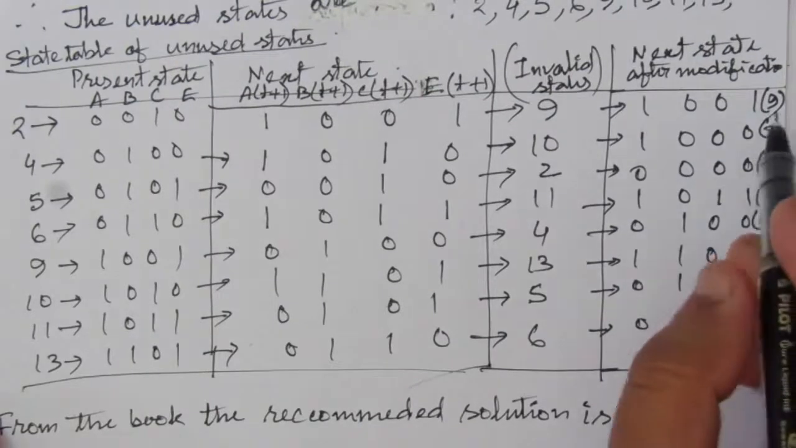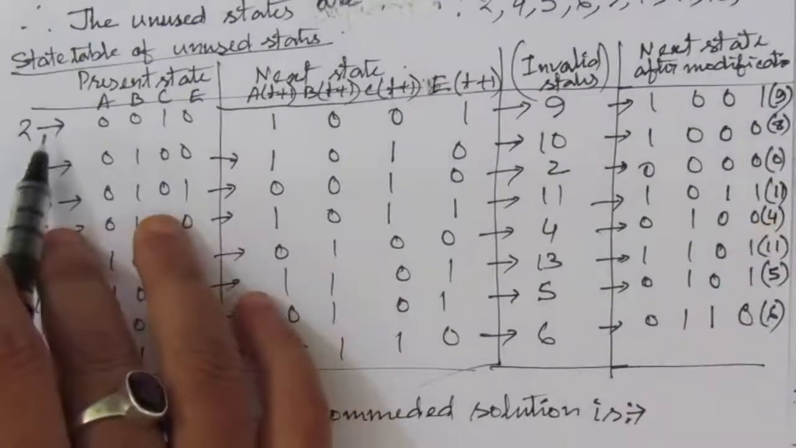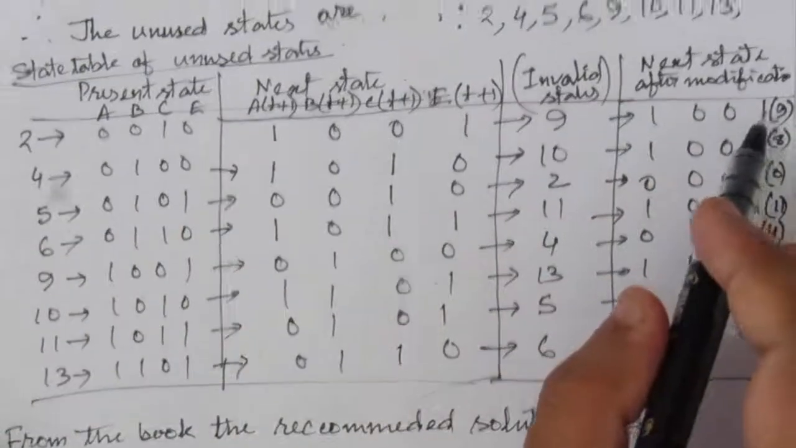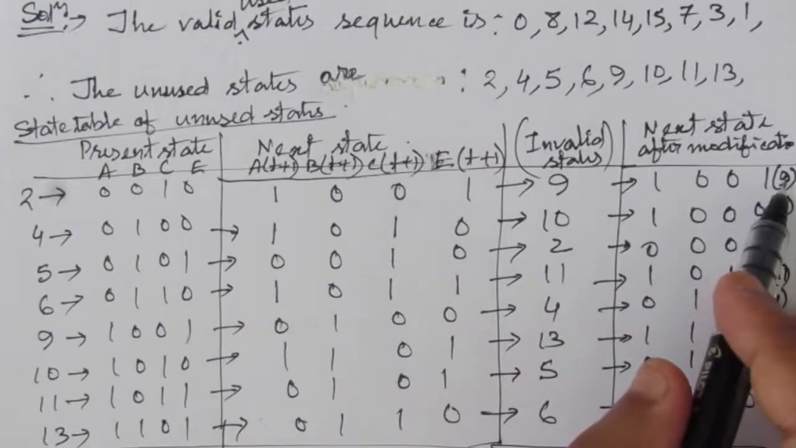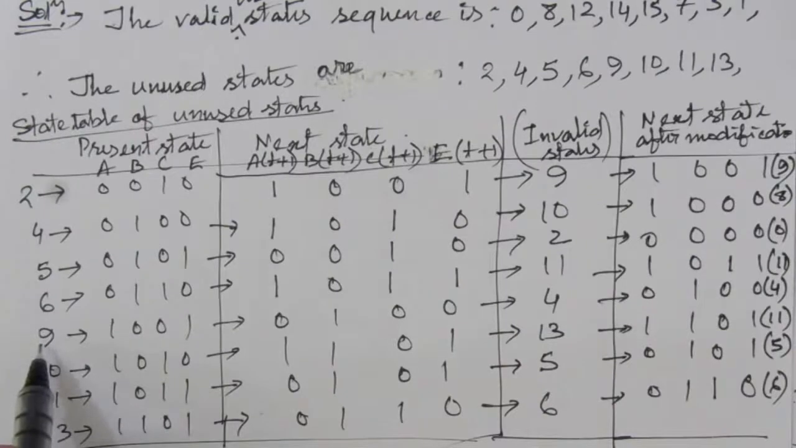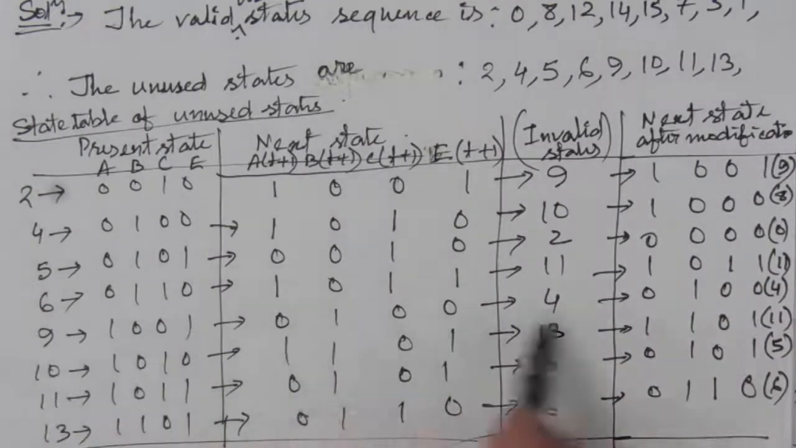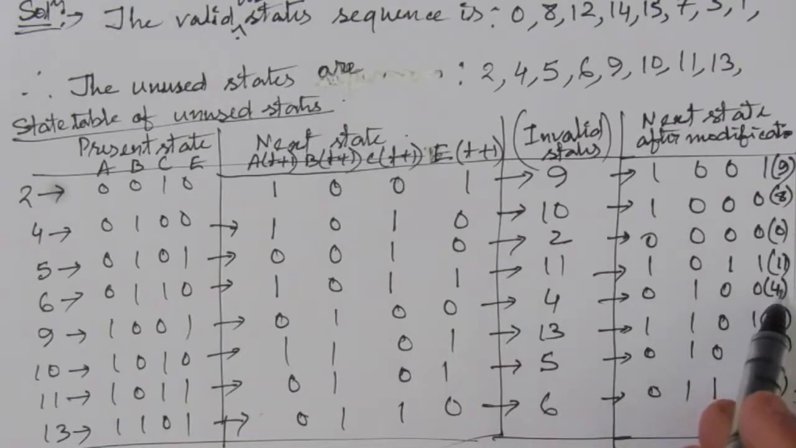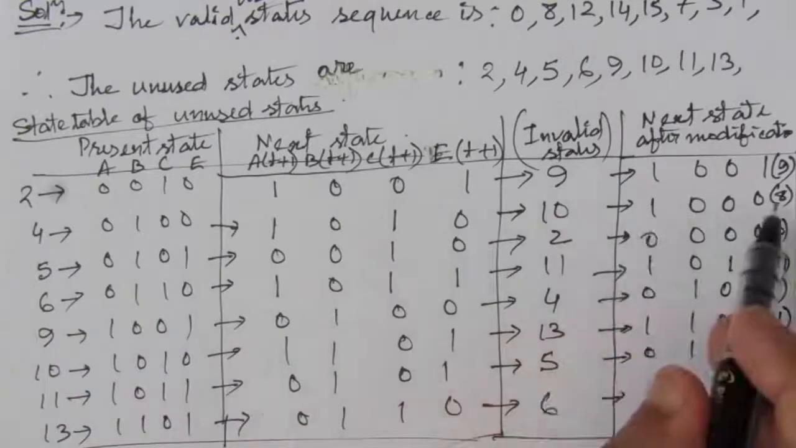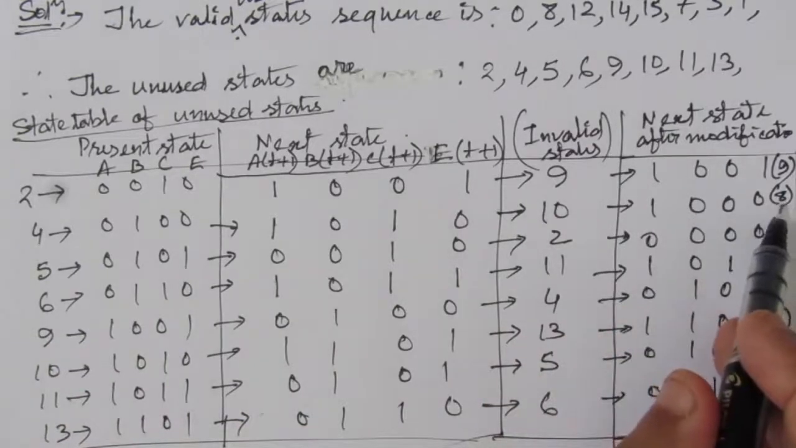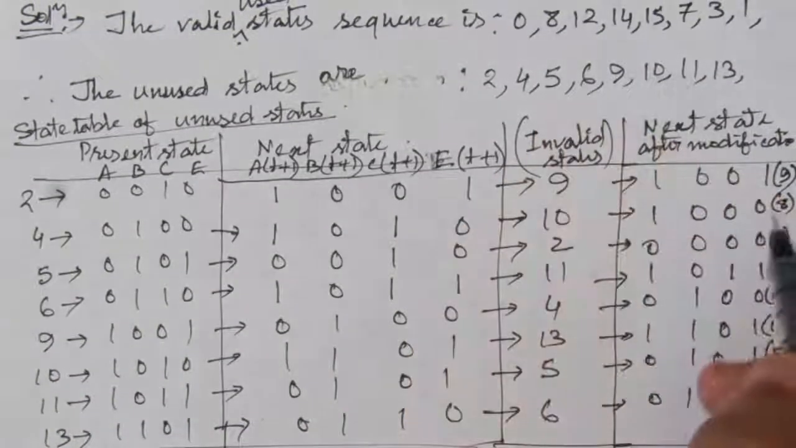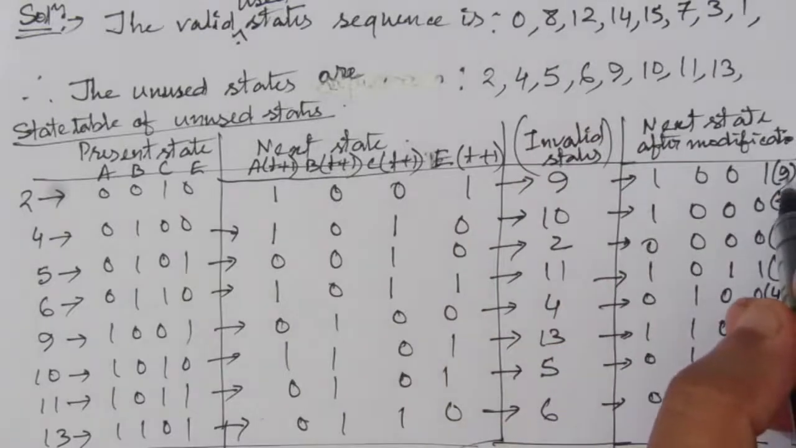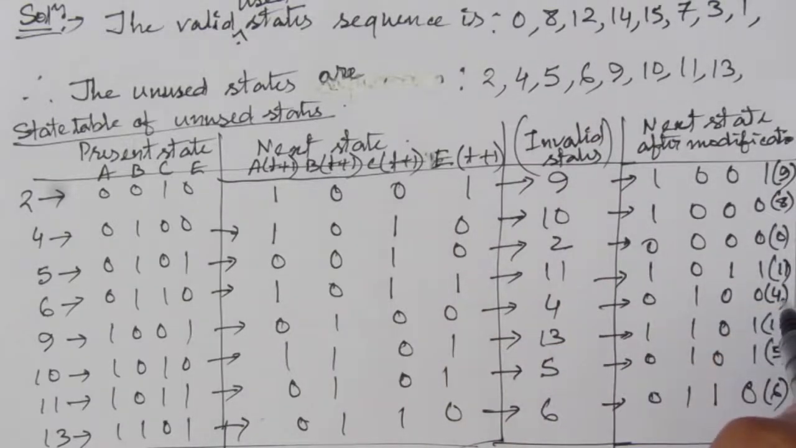So here also you can see that we have some unused. So when we have 2, it is going to 9. So this 9 is also unused. Okay, now if we see this 9, from this 9, where will it go? If we have 9 at the present state, it will go to 4. Okay, so this is another unused. So when we have 4, it will again go to this 8. Okay, so here we can see that this 8 is used here now. Okay, that means whenever we have 9, it will go first to 4, and after 4, it will go to 8.